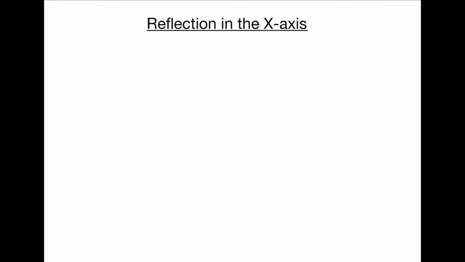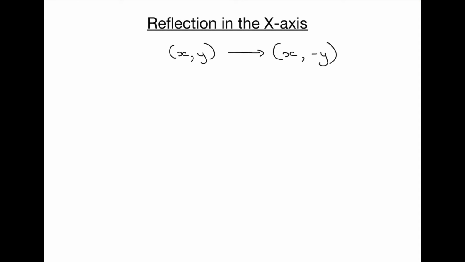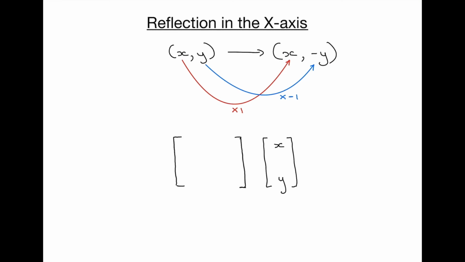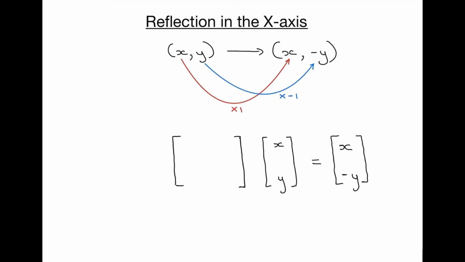Let's start by looking at the effect of reflection in the x-axis on a single point. A point (x, y) that is reflected in the x-axis becomes the point (x, -y). The x value stays the same, or we can think of it as being multiplied by 1. However, the y value is multiplied by -1. So the question is, what sort of matrix multiplied to our original point matrix gives us the image (x, -y)?